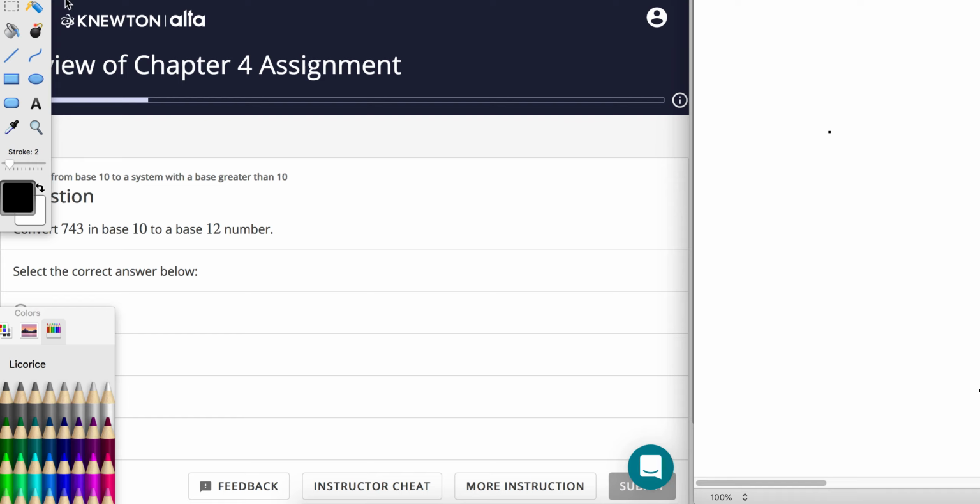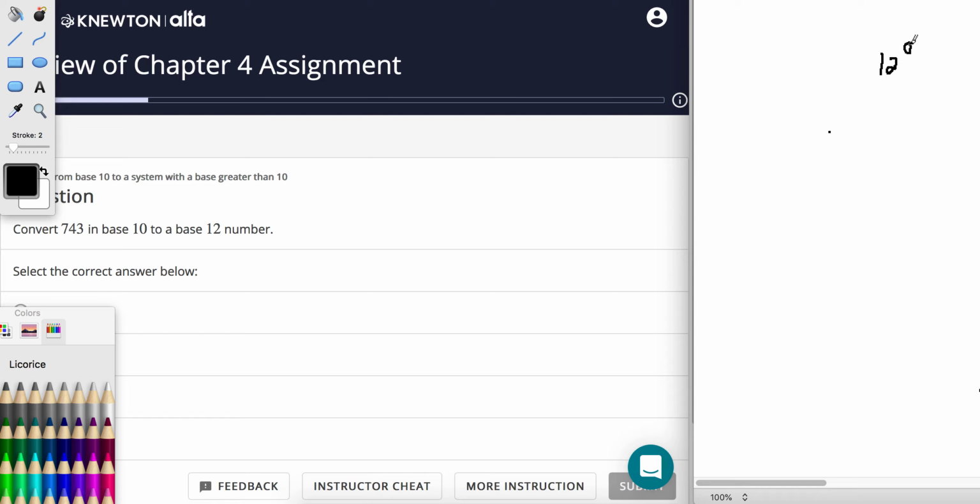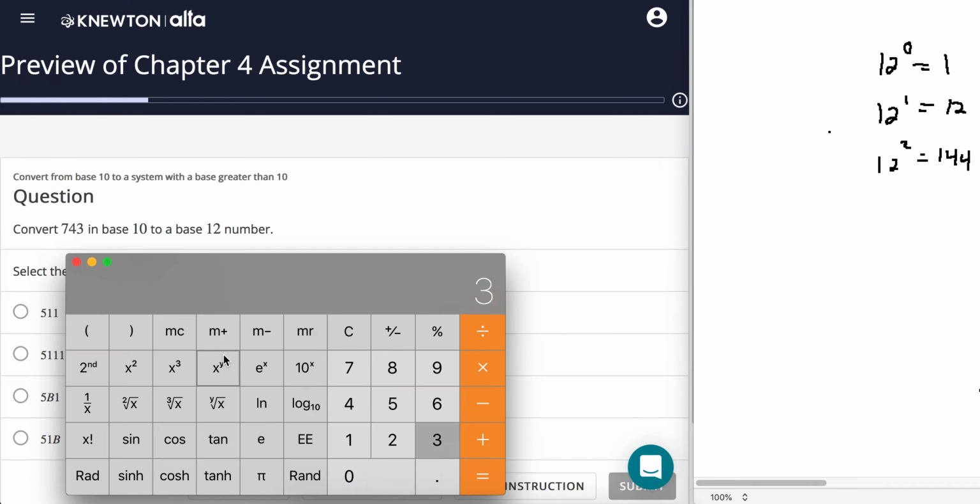So we're supposed to convert 743 from base 10 to base 12. So we're going to do the same thing that we just did. We want to find out how many 12 to the 0 power is in 743. We got 12 to the first, which is 12. 12 to the second, which is 144. And then I think 12 to the third is going to be too big, right? 12 to the third, 1,728. So there's no 12 to the thirds here, okay?